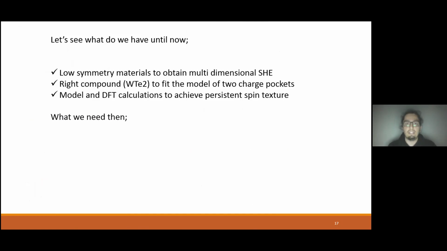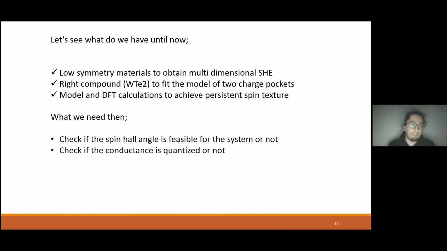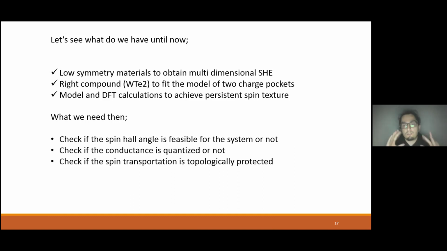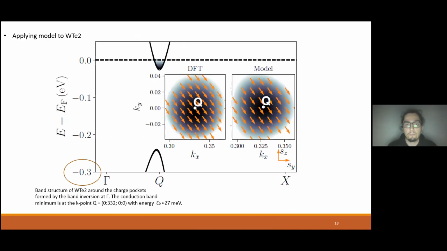So what do we need then? Check if the spin Hall angle is feasible for the system or not. Check if the conductance is quantized or not. Check if the spin transportation is topologically protected or not. So the paper is based on these facts, proving those questions are right for the given material.